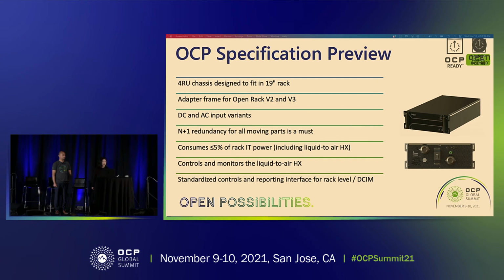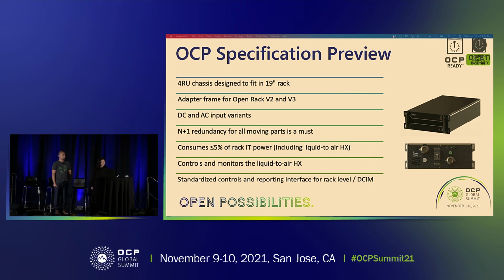And with regard to the efficiency of the entire solution, we want the RPU together with the heat exchanger to consume less than or equal to 5% of the entire IT power. And specifically for the RPU, we hope it can be within 2%. At the same time, since the RPU is the control hub for the entire solution, it is also responsible for controls and monitoring of the liquid to air heat exchanger.